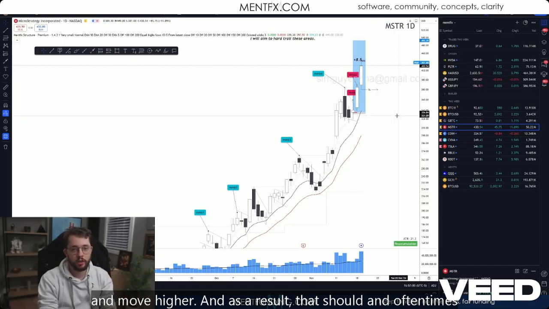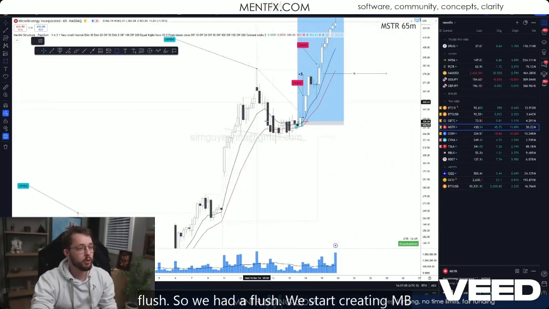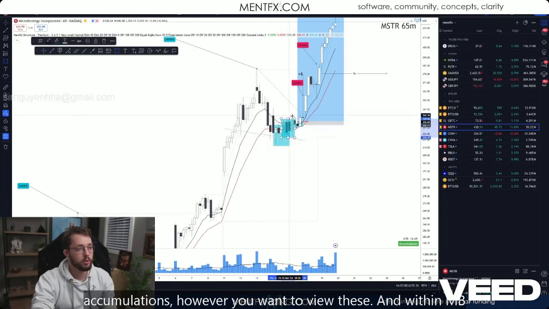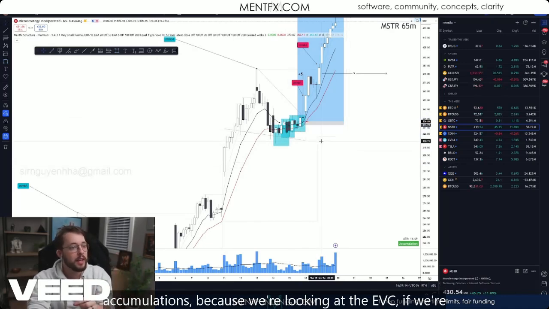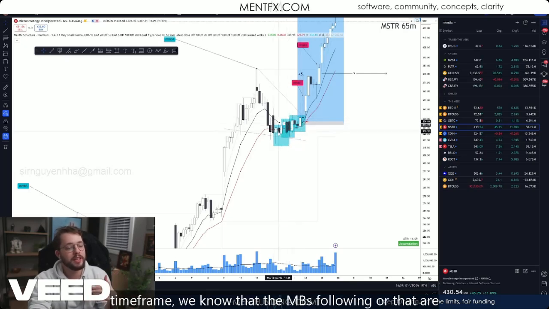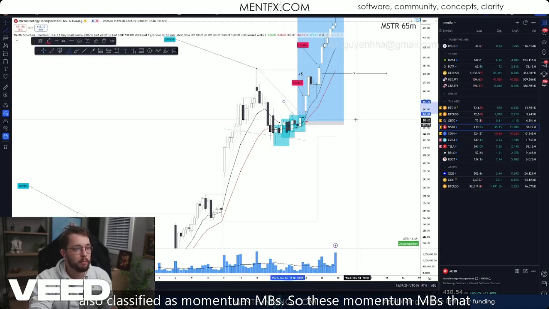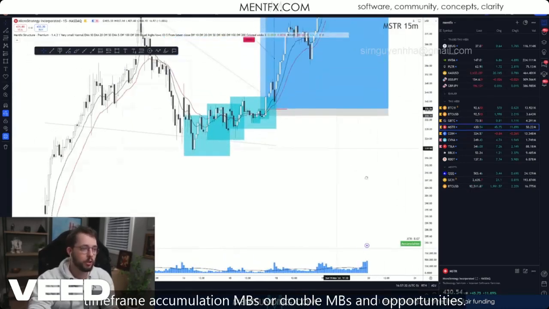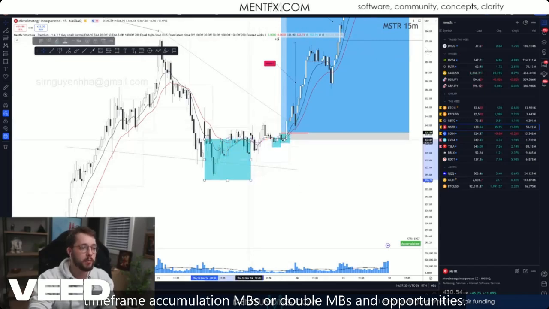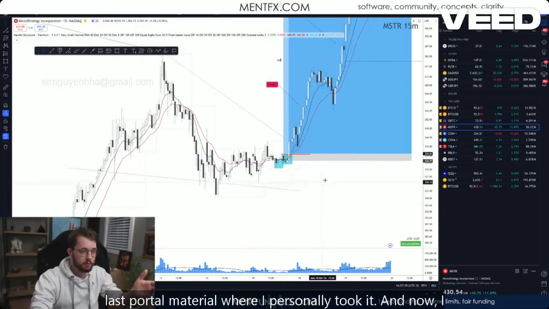And as a result, that should, and oftentimes does, create lower time frame MB accumulations through a flush. So we had a flush, we start creating MB accumulations, however you want to view these. And within MB accumulations, because we're looking at the EVC, if we're looking to trade this on a lower time frame, we know that the MBs following, or that are happening a little bit higher than the averages, begin to be also classified as momentum MBs. So these momentum MBs that form right here act as potential lower time frame accumulation MBs or double MBs and opportunities.